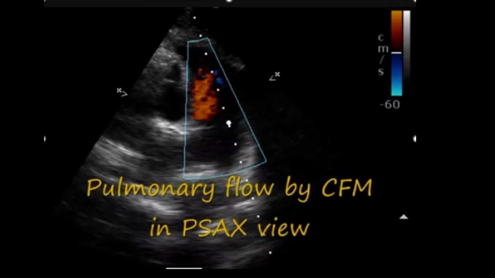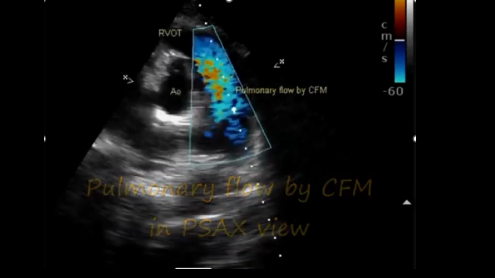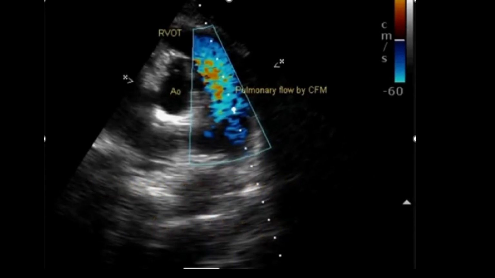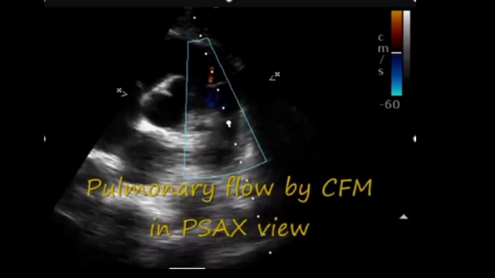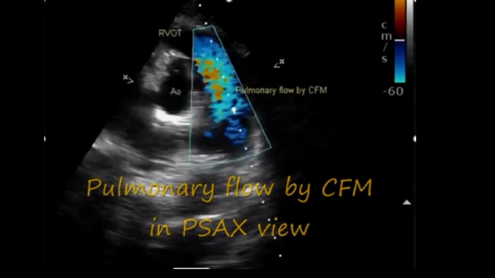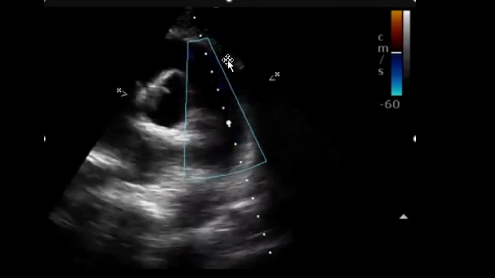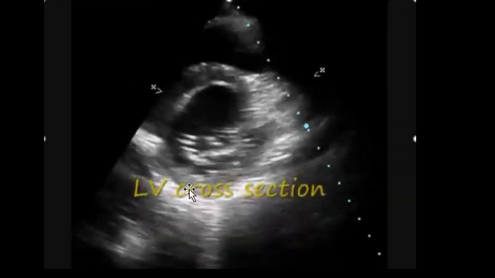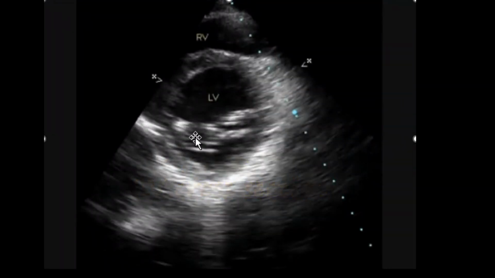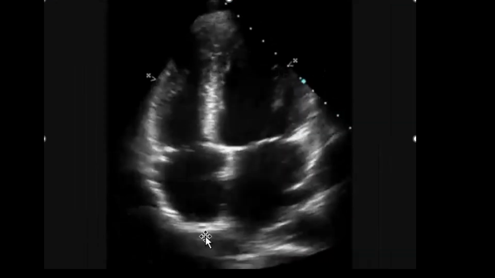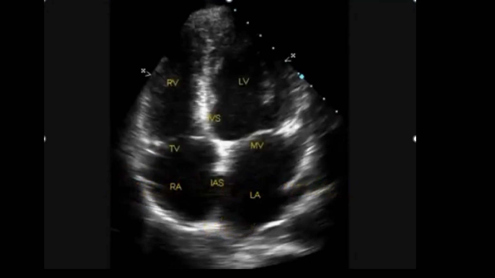Rather tough to time it exactly. You would have seen a tiny jet going backwards. Observe this region. Yeah, that is the tiny jet. And this is the cross section of the left ventricle and right ventricle. This is circular. The other one is semilunar. And this is left ventricle and right ventricle here.